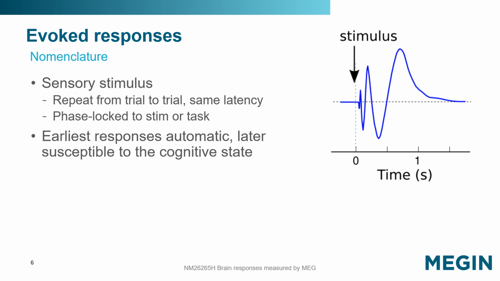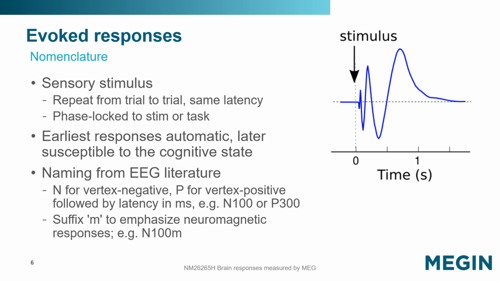The longer latency responses tend to progressively increase in duration and are likely to exhibit more physiological jitter with respect to the stimulus timing. When averaged, they appear as sustained responses with slow fade-in and fade-out phases. Naming of the MEG response waves follows the EEG literature, N for vertex negative and P for vertex positive responses, followed by the latency in milliseconds, for example N100 or P300. The suffix M is often used to emphasize neuromagnetic responses, for example N100M.